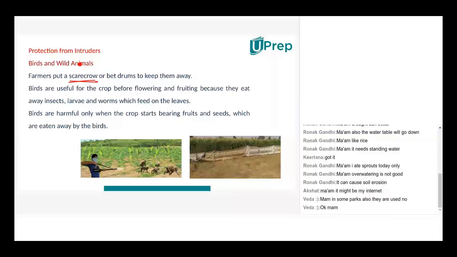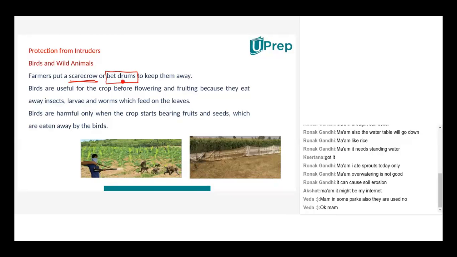Correct. So basically, scarecrows are artificially made figures dressed in proper clothes so that the birds and the animals get confused and think these are real human beings standing there. This is a permanent fixture put on the agricultural land till the harvest season. Now, beating of drums cannot be done on a daily or regular basis, right?